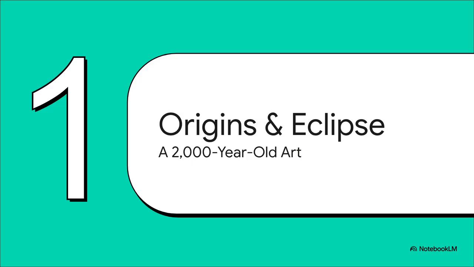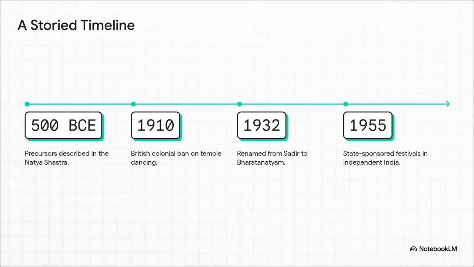Section 1, Origins and the Eclipse. Let's wind the clock way back. To really grasp this, we have to look at a staggering 2,000-year arc. Its earliest precursors pop up in the ancient Natya Shastra text, somewhere between 500 BCE and 500 CE. For centuries, this dance, which was originally called Sadir, was a deeply sacred, exclusive practice kept inside Tamil Hindu temples.